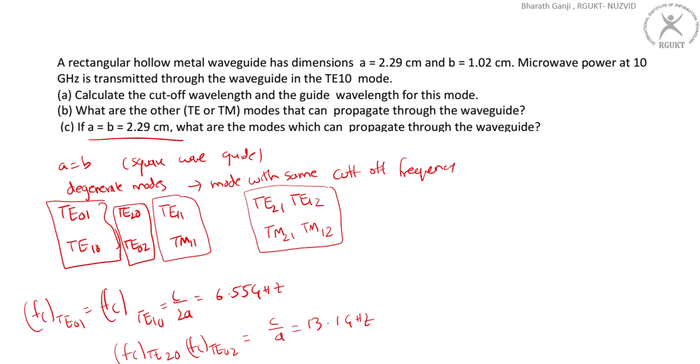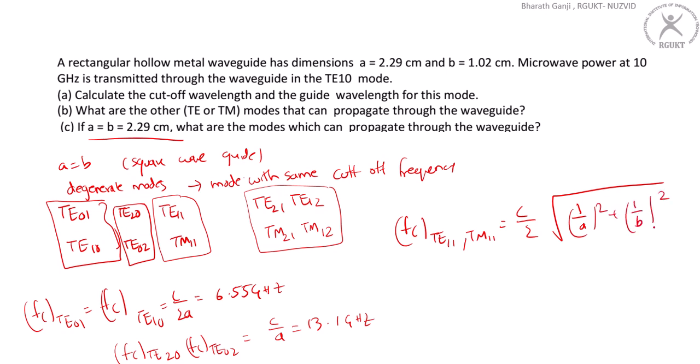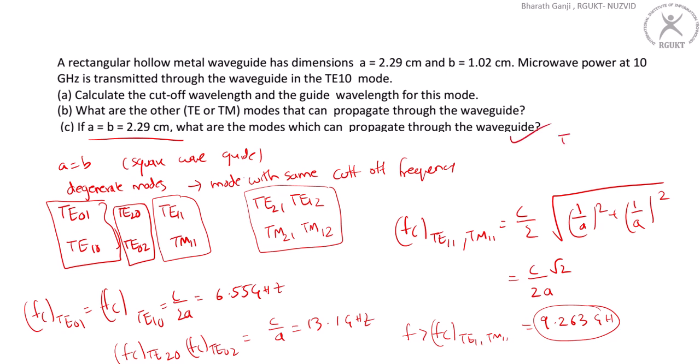So let us find the cutoff frequency of the next higher order mode. That is the cutoff frequency of TE11 or TM11, which is nothing but c by 2 square root of (m squared plus n squared by... ) where m is 1 and n is also 1, but because it's a square waveguide, b is also equal to a. So this is nothing but c by 2a times square root of 2, which we get as 9.263. So you can see now that your operating frequency is greater than the cutoff frequency of TE11 and TM11 modes. So in this scenario, TE11 and TM11 modes also propagate.